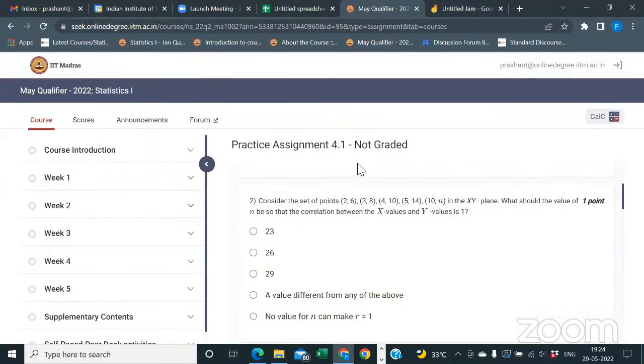Okay, so 2 and 6 is like 3 times, right? 3 and 8 is like 2.5. So it's around 2.5 and 3, right? In that way, I thought 26 was the answer, but it said no value for n can make r equal to 1.